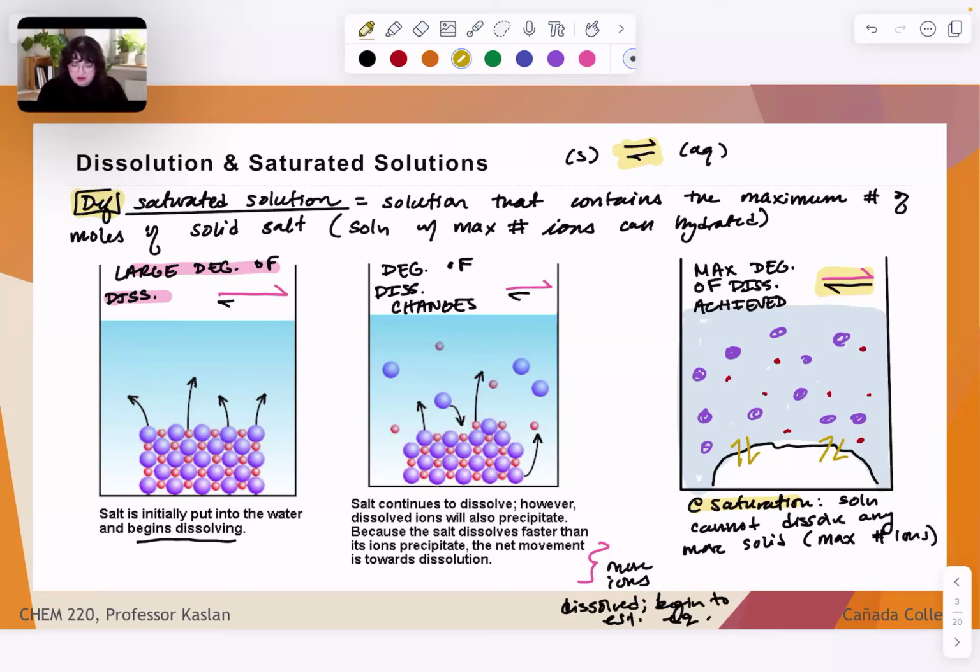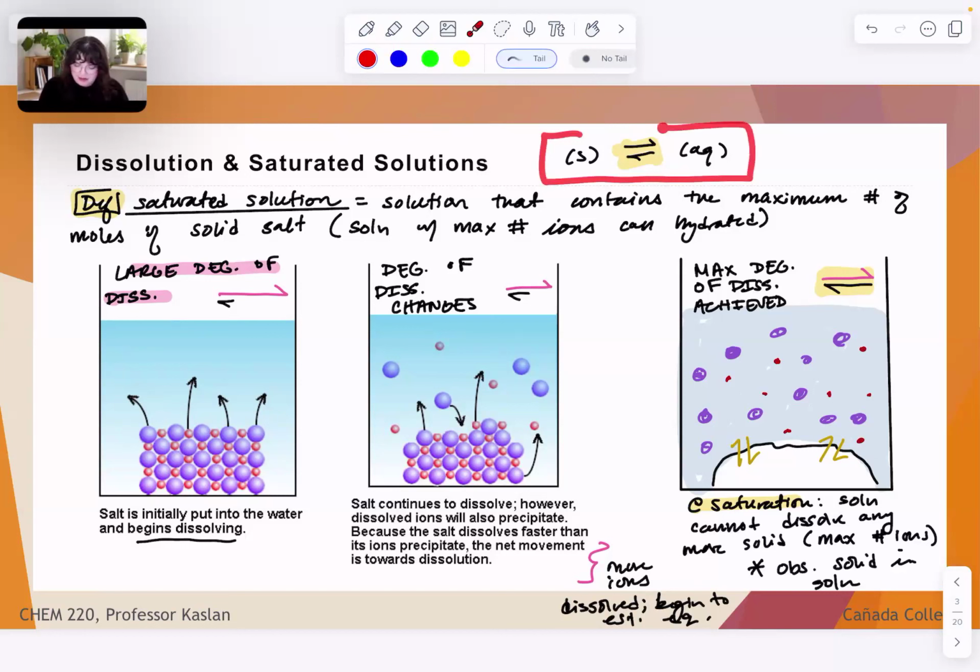At saturation, physically in the lab, you will always observe solid in your solution. That is the only way this statement up here can be true. If we have the solid phase, the crystal solid salt, existing in equilibrium with its ionic form, its dissociated ions, then when I look at a saturated solution, I had better see both of those physical phases represented. So I should see a solid crystal as well as my saturation point where I have hit my max number of ions dissolved in water.